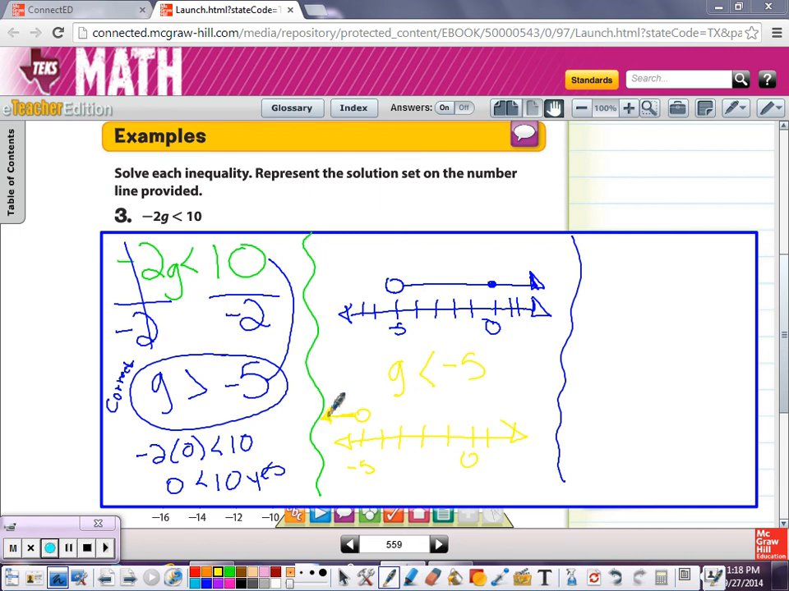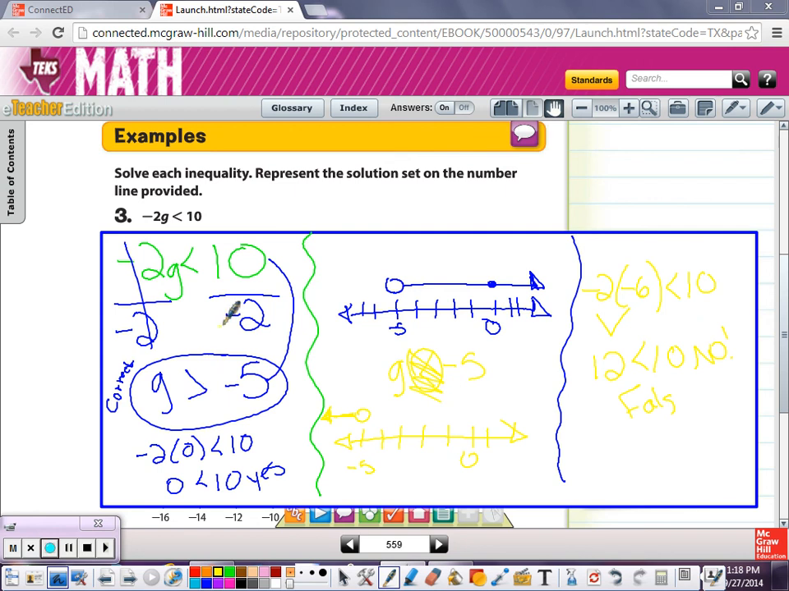So I'm going to pick a number way down here. Let's try negative 6. Let's say I plug in negative 6 into my equation because I think it's a possible right solution. Negative times a negative is a positive. 2 times 6 is 12. Is 12 less than 10? No way. So because this is not true, because it's false, I know that this symbol had to be wrong.